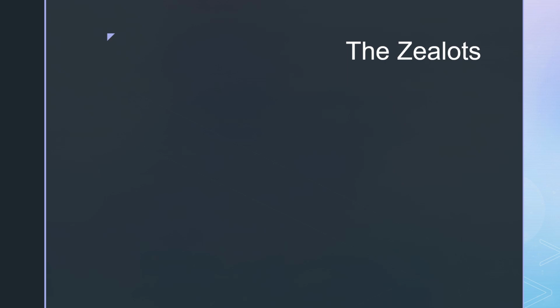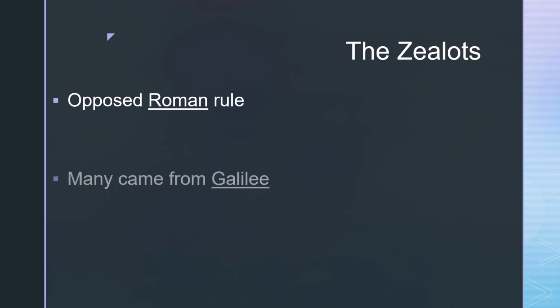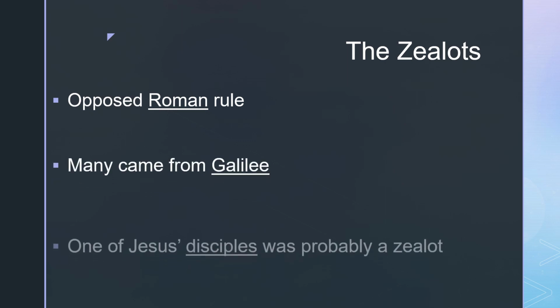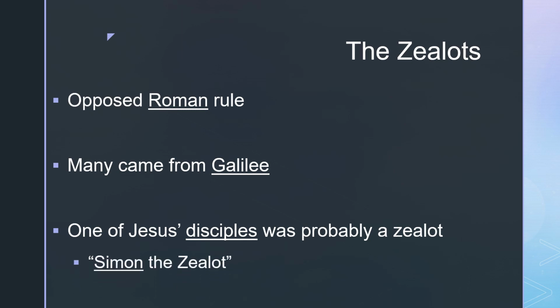And last but not least, we have the Zealots. The Zealots were fiercely opposed to Roman rule. Many of them were from Galilee, and one of Jesus' disciples is introduced to us as Simon the Zealot, so he was likely a zealot. This was a movement that sought to find a way to overthrow Roman rule. So the Zealots wanted a king who would lead them to victory so that they could kick the Romans out and reestablish God's kingdom as Israel, and maybe bring the Messiah out. So that's the Zealots. Those are the 6 main religious and political groups that you're responsible for knowing.